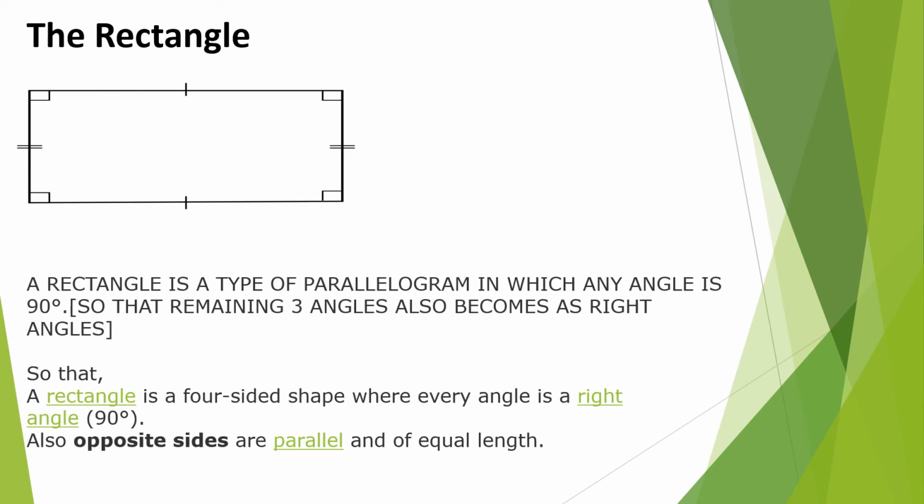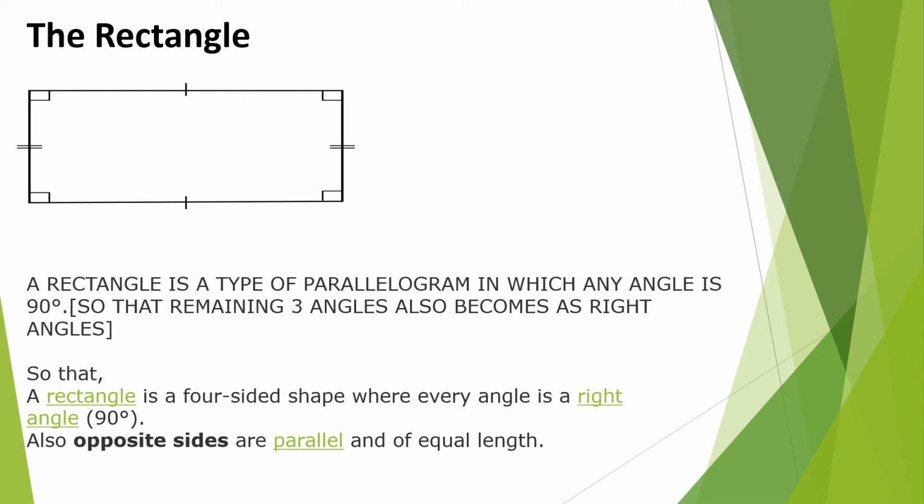Now let us know about the rectangle. Children, a rectangle is a type of parallelogram. Rectangle comes under the category of parallelogram in which any angle is 90 degree. So the remaining three angles also become right angles. If any one of the angles is 90 degree, the other angles also become 90 degree.